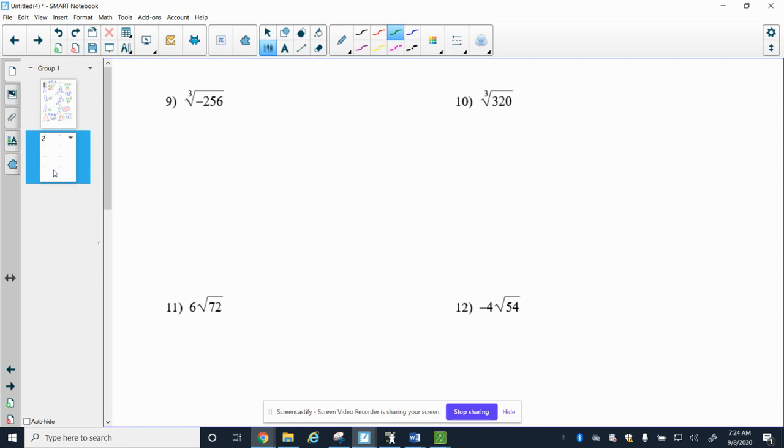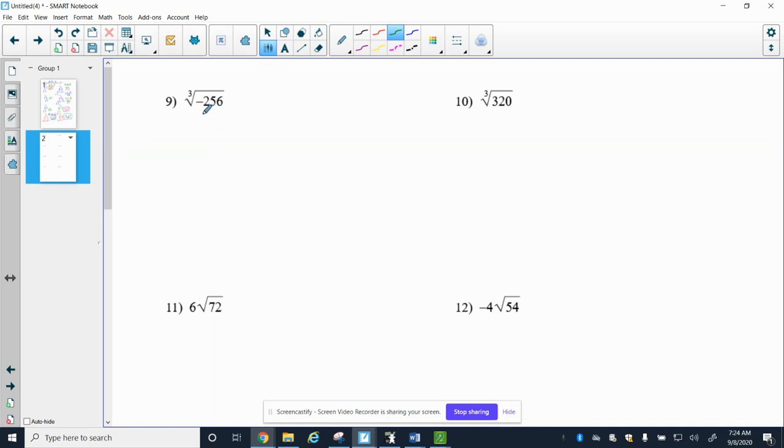Okay, so number 9. Ooh, we have a negative in here. You might be thinking, well, is this no solutions? Well, no, because this is a cube root, right? A negative times a negative times a negative is a negative. So we just know that at the end our answer is going to have a negative out in front.